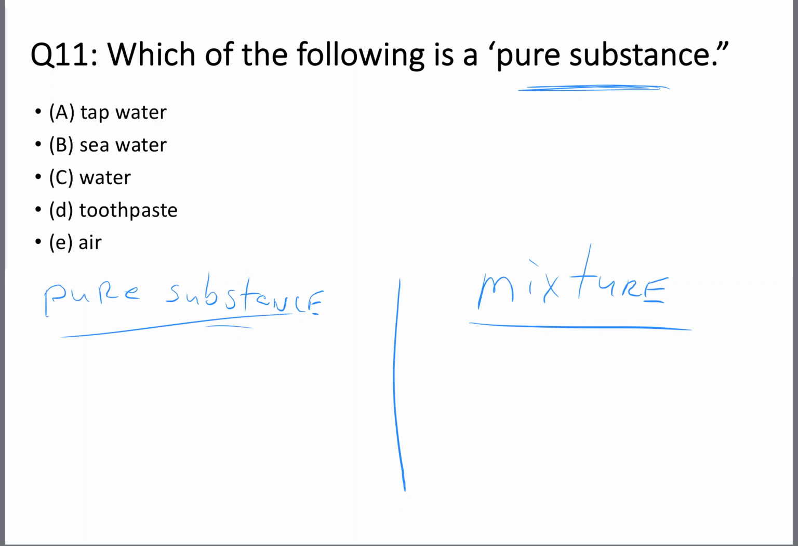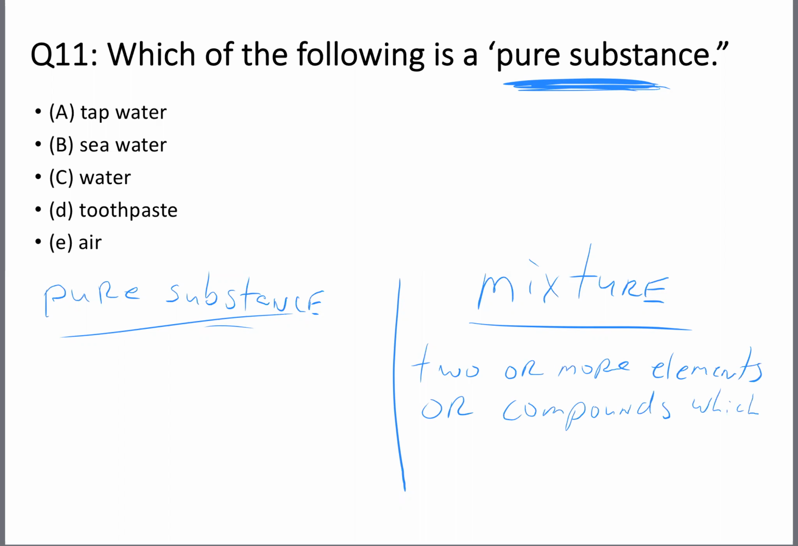So let's start with mixture. Now, we don't have a mixture here. Well, we have some mixtures, but we're going to want to pick a pure substance, okay? So what's the difference? Well, a mixture, by definition, is going to be two or more elements or compounds. Two or more elements or compounds are physically, we'll say, intermingled.